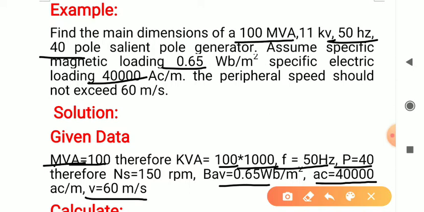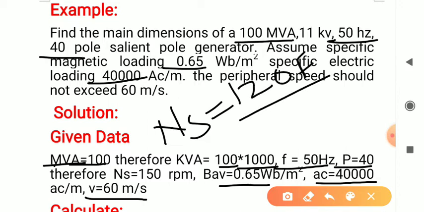Also, we calculate the synchronous speed at the 40 number of poles and the 50 Hertz frequency by using the expression Ns is equal to 120 F by P. So, from this equation, at 50 Hertz frequency and 40 number of poles, the synchronous speed becomes 150 RPM. So, Ns is 150 RPM.